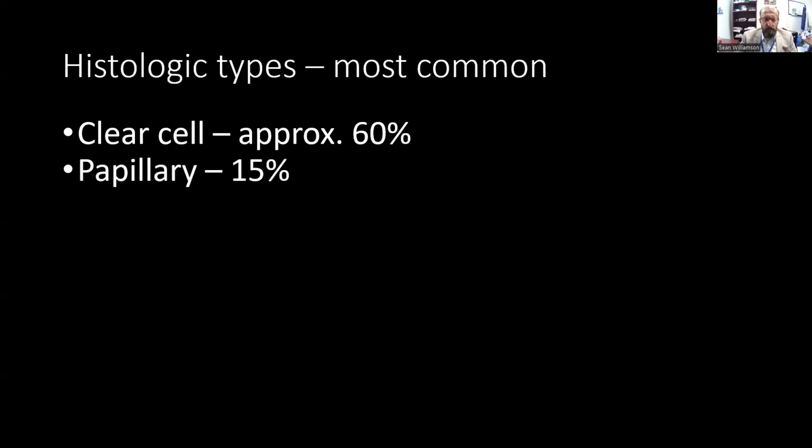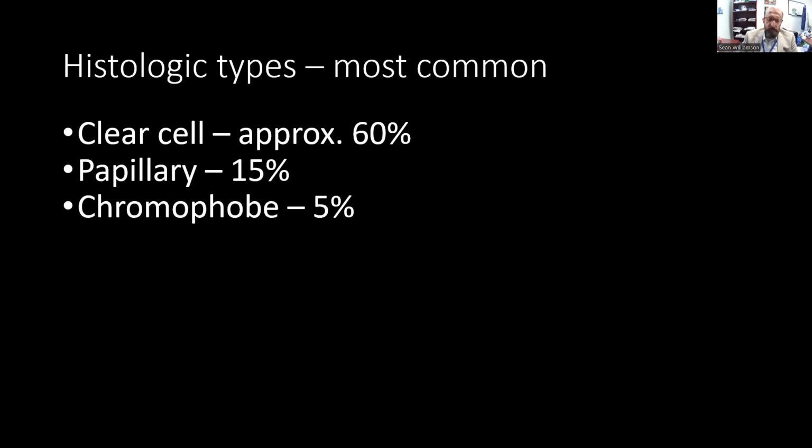Probably the second most common is the papillary subtype, which makes up somewhere around 15% of renal cancers. In general, these are thought to be relatively favorable in behavior. For some unknown reason, sometimes patients will have multiple papillary neoplasms, especially if there is a history of chronic kidney disease. So papillary tumors tend to be multiple, more so than other types of renal cell carcinoma, but that's probably the second most common type.